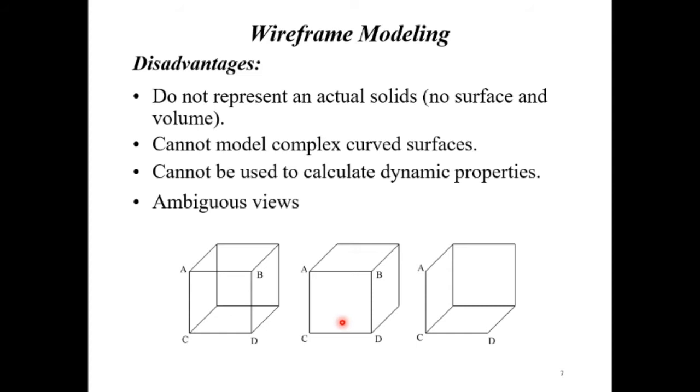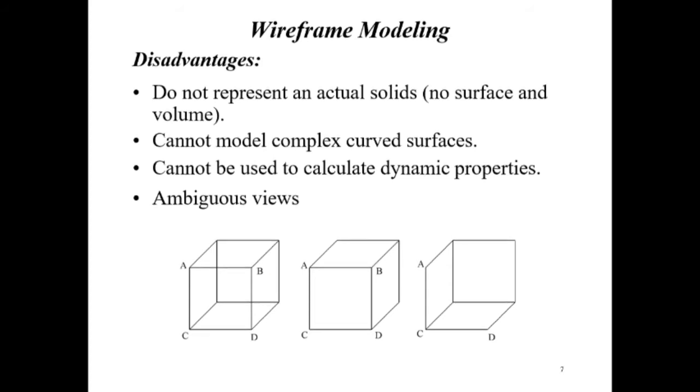And cannot model complex curved surfaces. So in the example, இது simple cube example, but இதிலே நமக்கு ambiguity இருக்கு. So இப்போ complex model போகும்போது அப்போ இன்னும் எப்படி இருக்குன்னு யோசிச்சு பாருங்க. Just think about it, how it can be a more complex one.